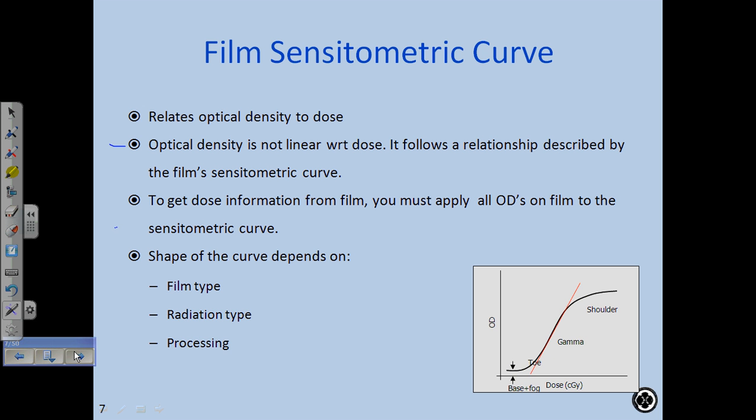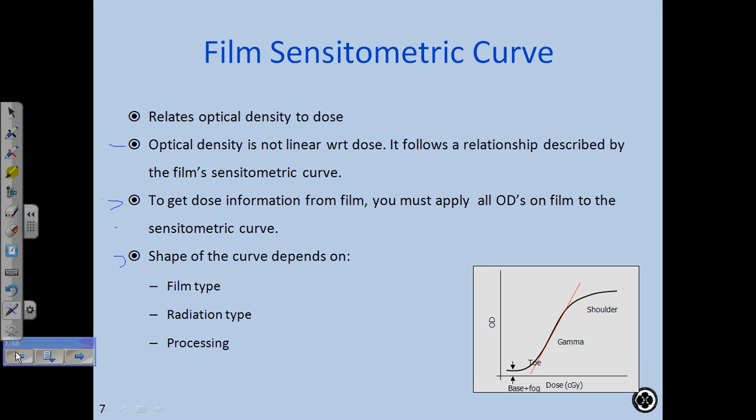And this is usually done empirically. In other words, we take these measurements. We measure these curves ourselves. And the shape of the curve depends on the film type, what kind of film you're using, the radiation type, 6 MeV electrons versus 12 MeV versus 6 MeV photons versus cobalt-60, and then the processing. Also, the processor affects the sensitometric curve. Okay, the processing time. Actually, from processor to processor, you might get different sensitometric curves. We'll go into that.